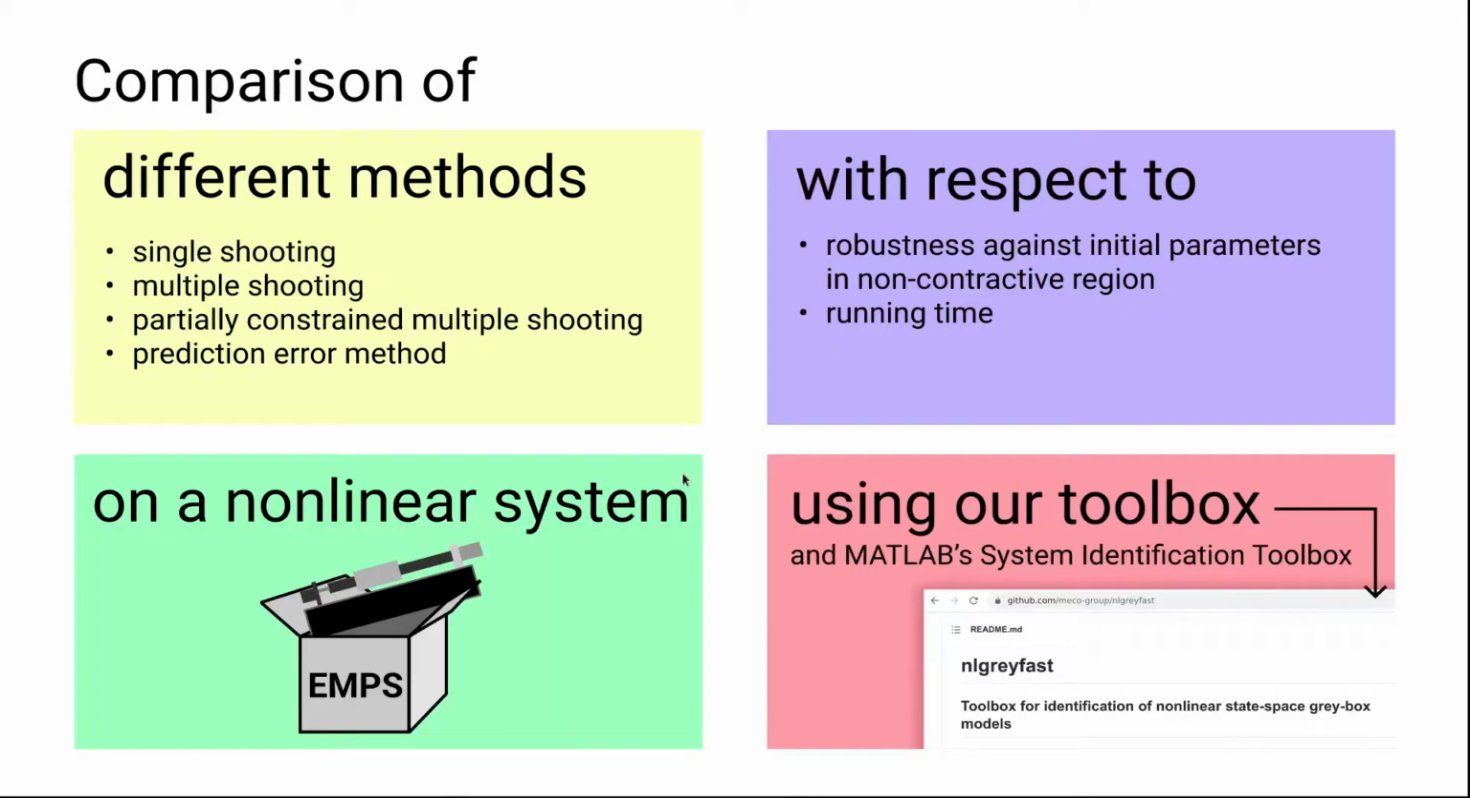So the comparison, that's the main contribution of our work, is of different methods of shooting type with respect to robustness against initial parameters in a non-contractive region. I will explain that later, and also on running time. And the comparison has been carried out on a nonlinear system called EMPS that's going to be described in the next few slides. We used both our own toolbox and the system identification toolbox of MATLAB.